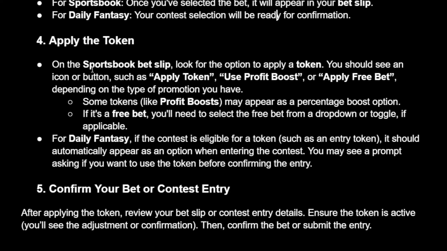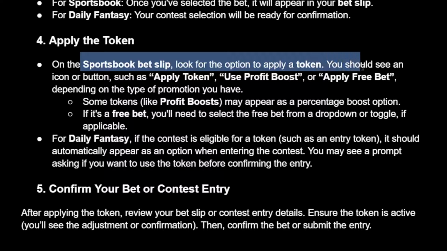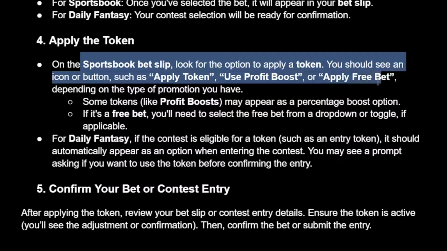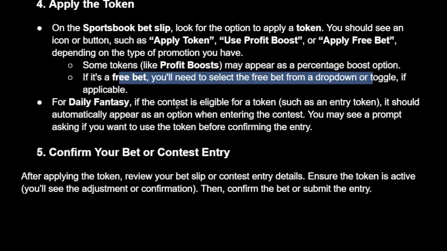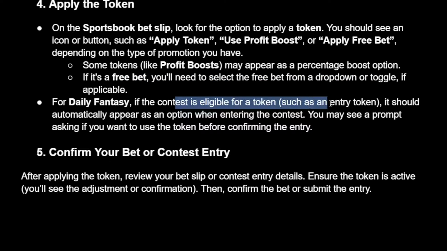Then to apply the token on the sportsbook bet slip, look for the option to apply a token. You should see an icon or button such as apply token, use profit boost, or apply the bet, depending on the type of promotion you have. Some tokens like profit boosts may appear as a percentage boost option. If it's a free bet, you need to select the free bet option from the drop down or toggle if applicable. For daily fantasy, if the contest is eligible for a token such as entry token, it should automatically appear as an option when entering the contest.